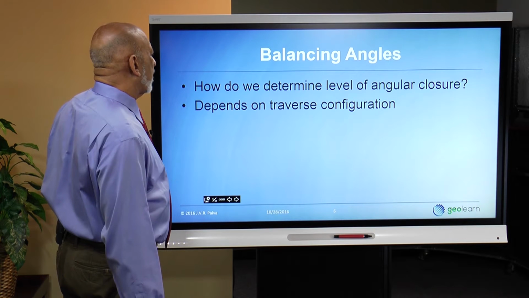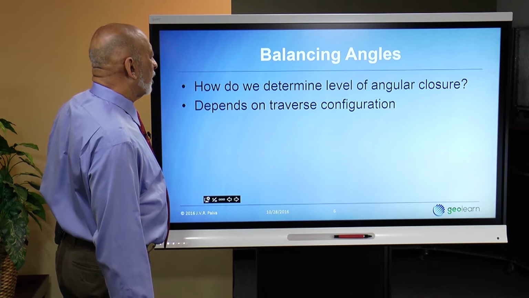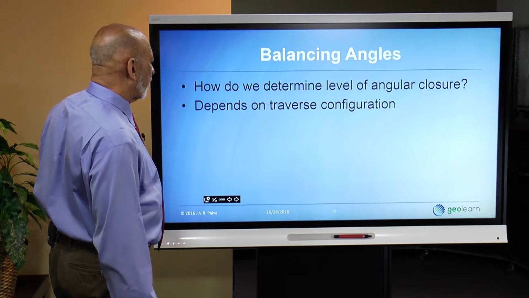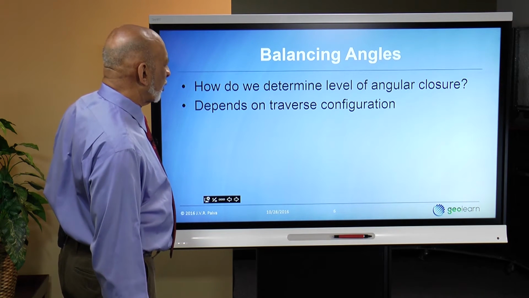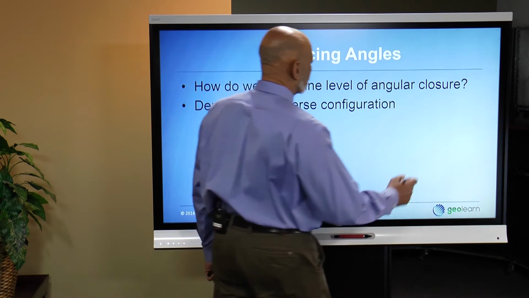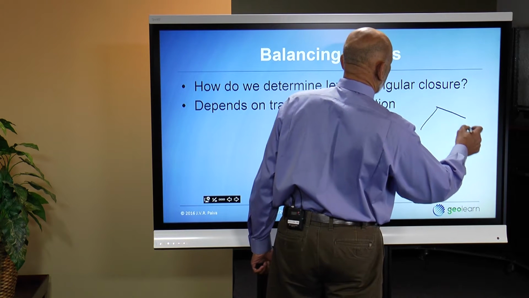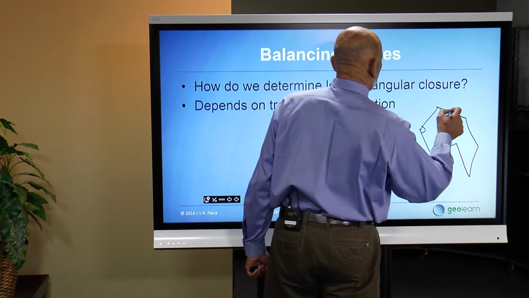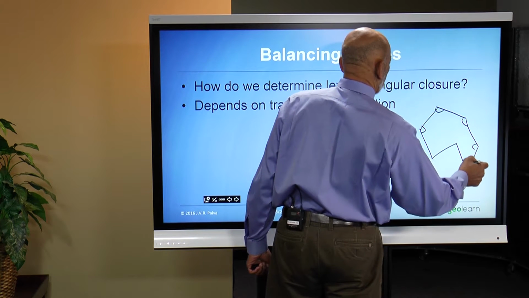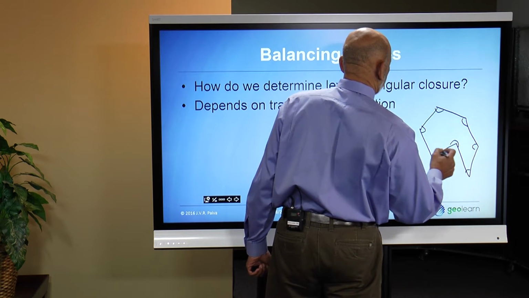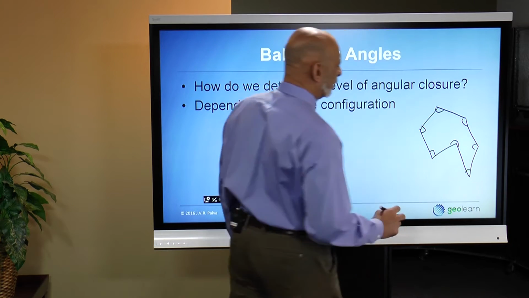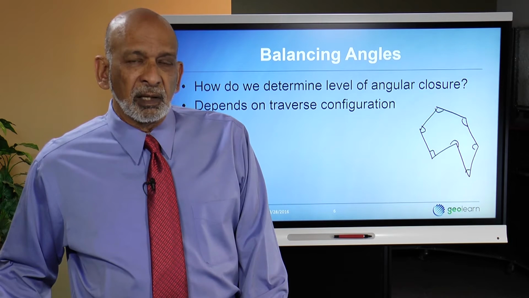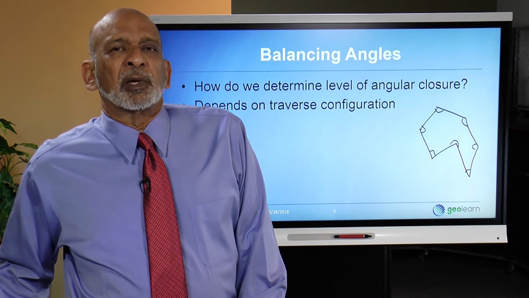So balancing angles: how do we determine the level of angular closure? It depends on the traverse configuration. So what do I mean by balancing angles? Well, let's just talk about a geometrically closed traverse. We check these angles to see if they add up to n-2 times 180, because if they don't, that's an indication that we have some kind of problem.